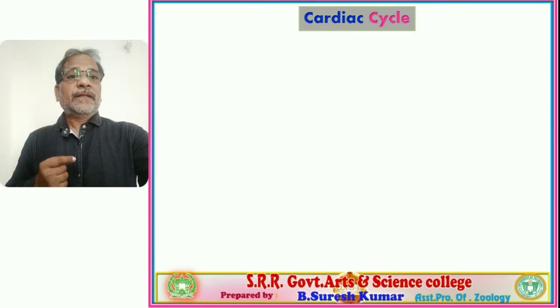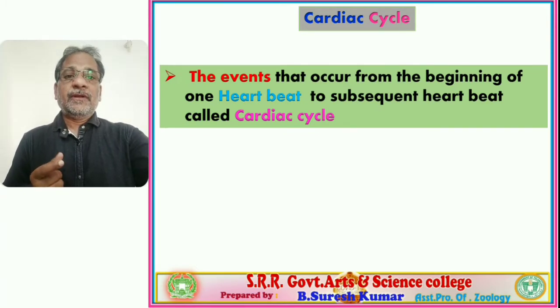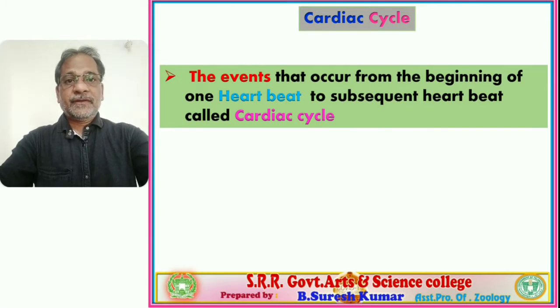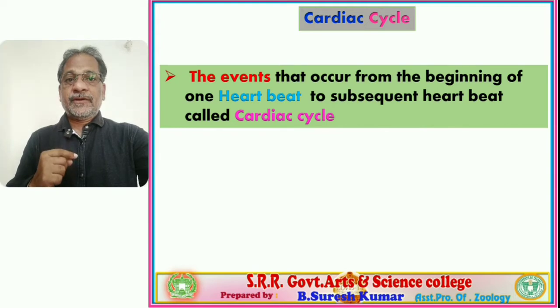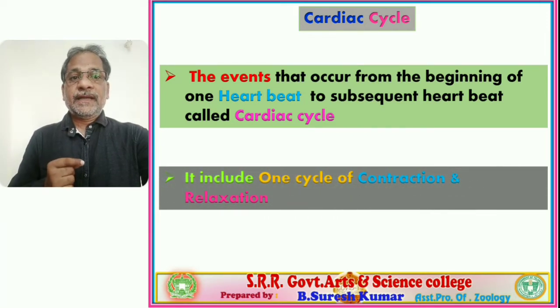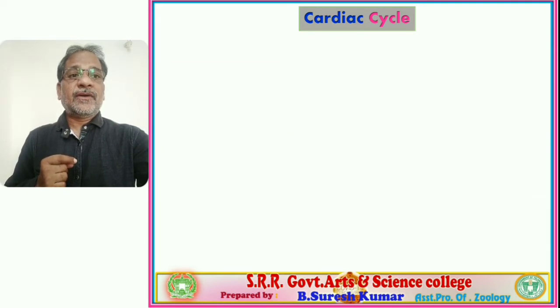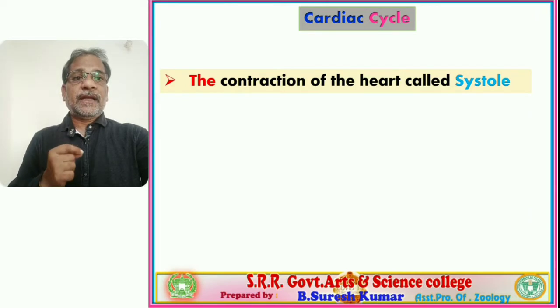Next, in what way does the heart pump the blood into blood vessels? The cardiac cycle is nothing but the events that occur from the beginning of one heartbeat to the subsequent heartbeat. The events that occur from the beginning of one heartbeat to the subsequent heartbeat are called the cardiac cycle. So the cardiac cycle includes one cycle of contraction and relaxation. Remember students, the cardiac cycle includes a contraction phase and a relaxation phase.